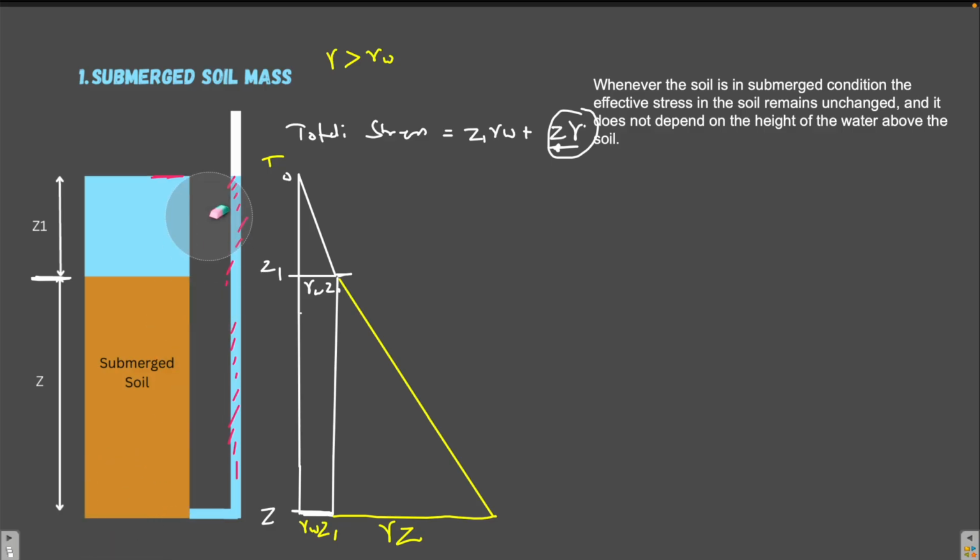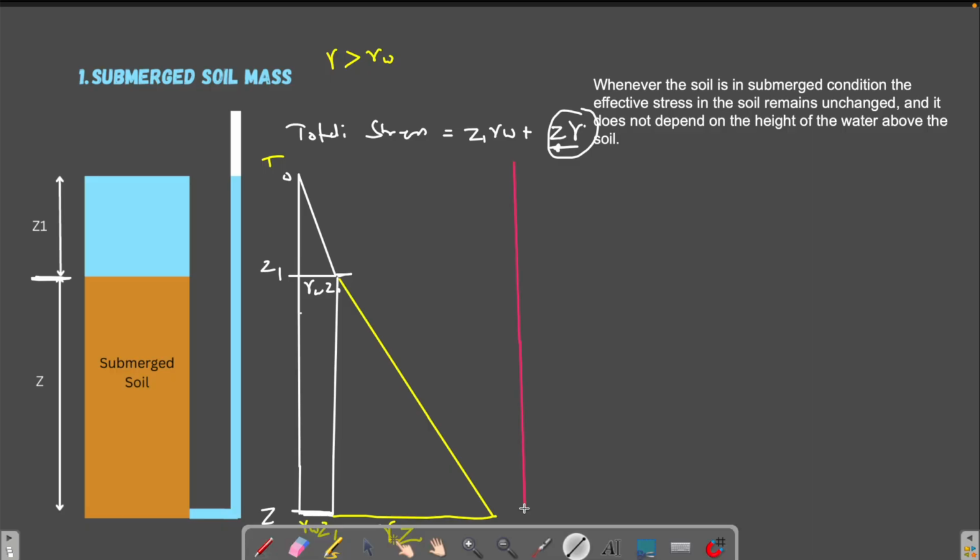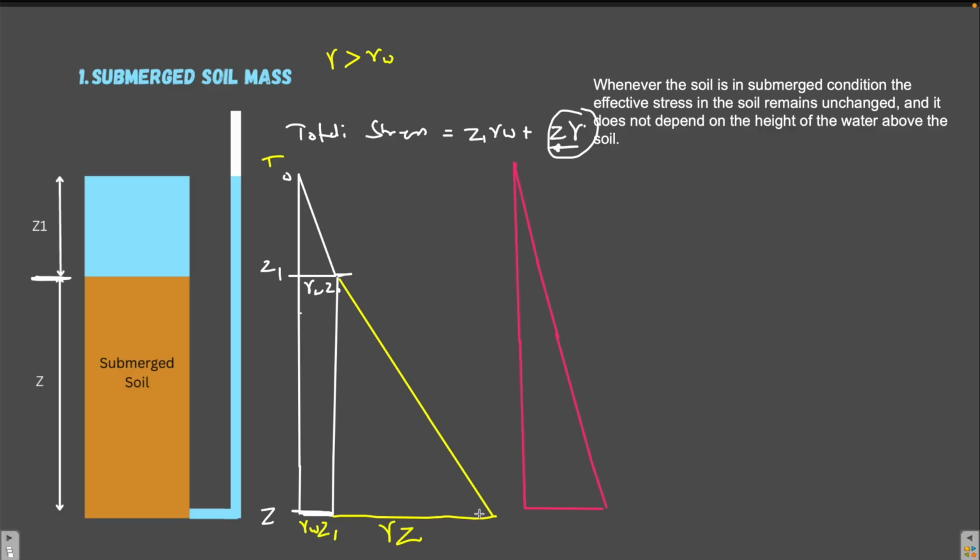Now let's draw the pressure diagram for the pore water pressure. It will increase linearly, right? At the topmost level it is 0, and as the depth goes on increasing, the pore water pressure also goes on increasing, and it becomes Z plus Z1 into gamma W at the bottom. That is the total depth, because the water is acting on the entire depth, right?